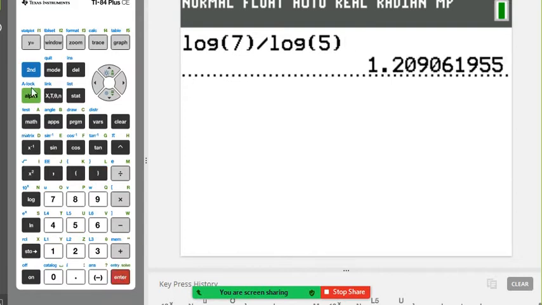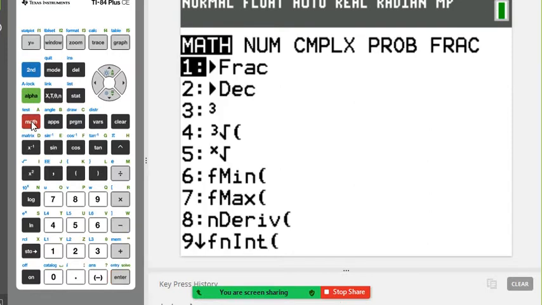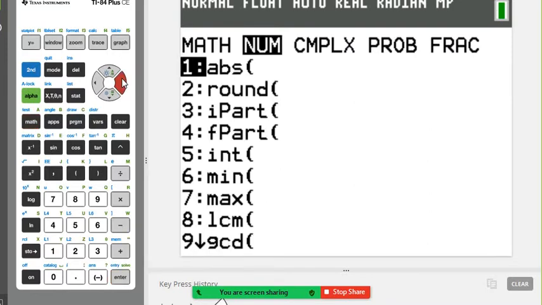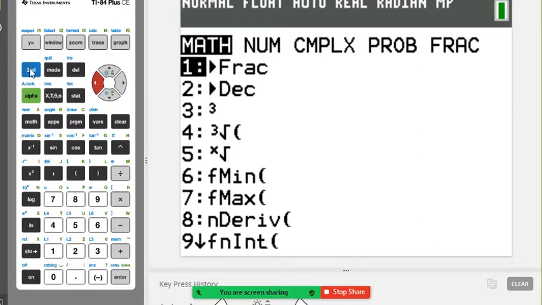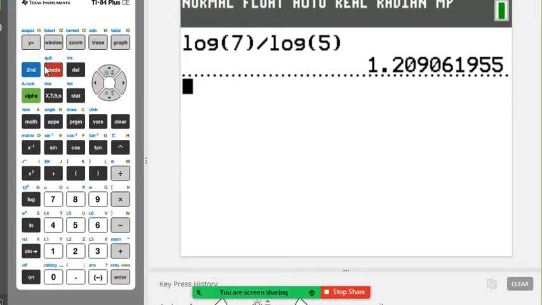Let's try it a different way, see if we can't do it directly. And there's a few ways to get to this. The one that I remember, I think it's under the math menu. You can probably get it there. Is it under number? No, I'm not seeing it under number. All right, scratch that. Let's go underneath the format menu. So second and then format.